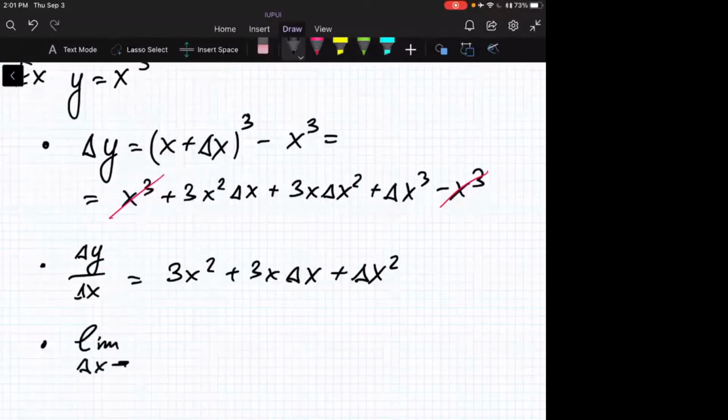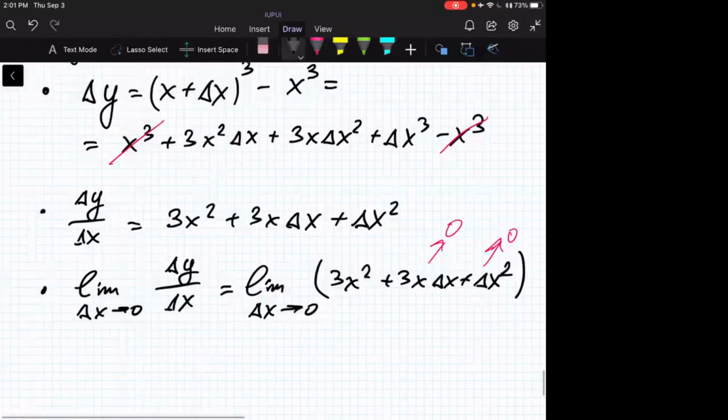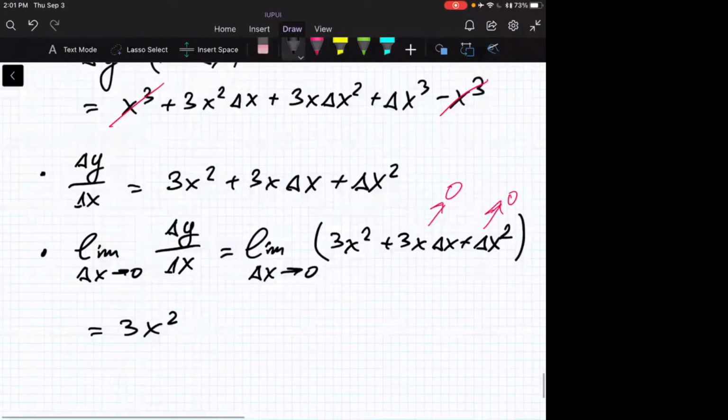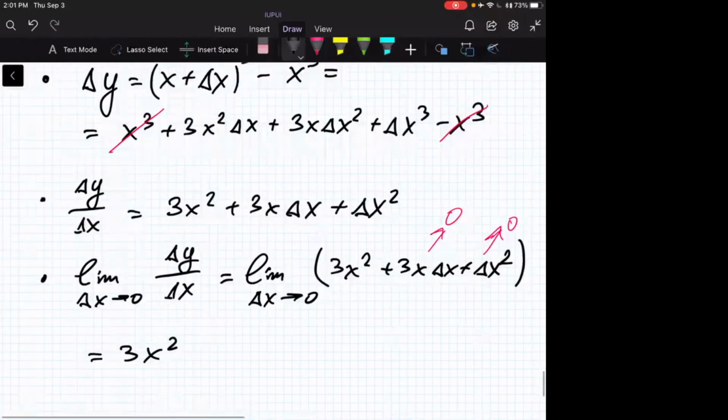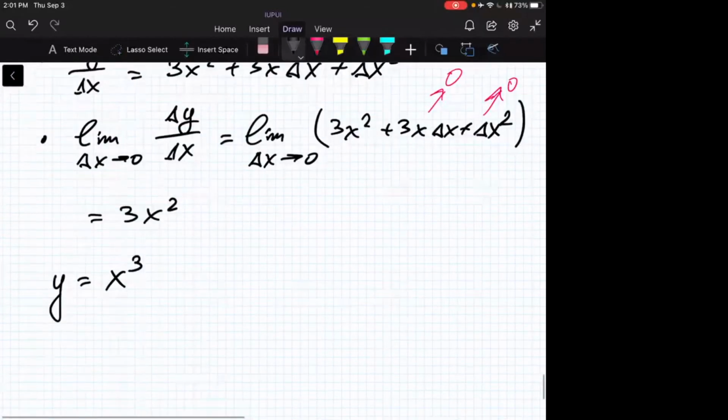And the final limit, delta x goes to 0 of delta y over delta x. This is the same as this limit: 3x squared plus 3x delta x plus delta x squared. And this goes to 0, this goes to 0, and I get that it is 3x squared. But now, this is what I should do before, but now I have my theorem, and so I can just write something like this.